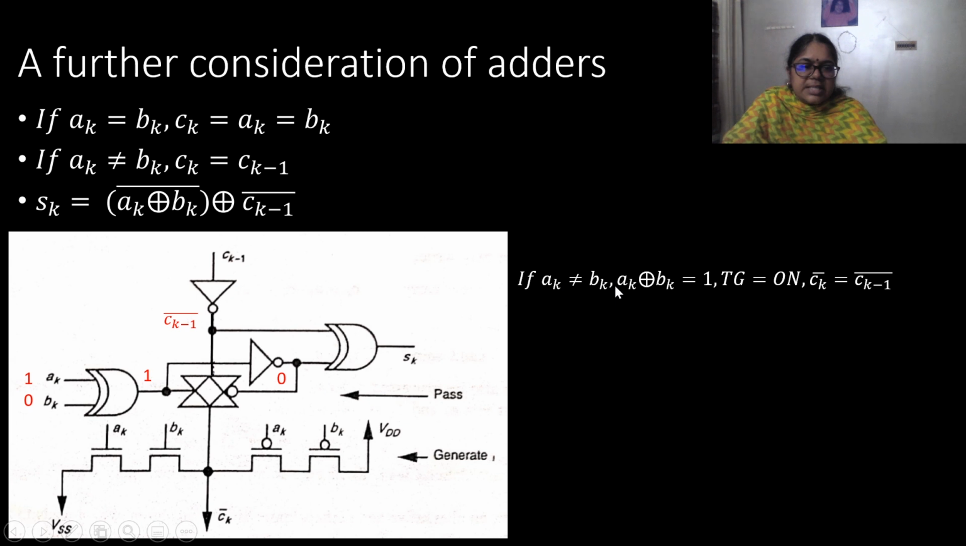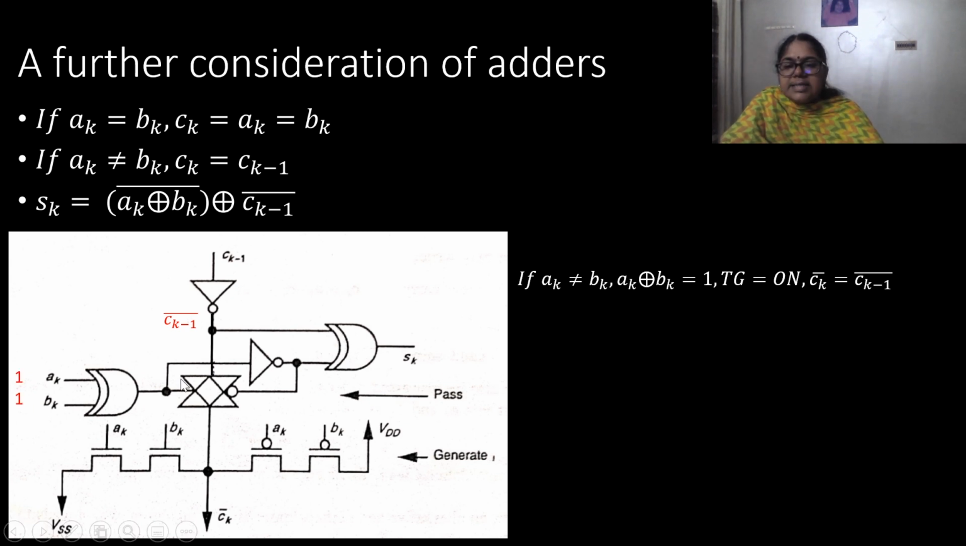Thus, if AK is not equal to BK, then A XOR B is equal to 1, the transmission gate is on, and CK bar is equal to CK minus 1 bar, which implies CK is equal to CK minus 1.